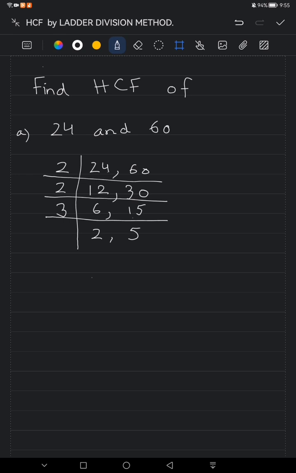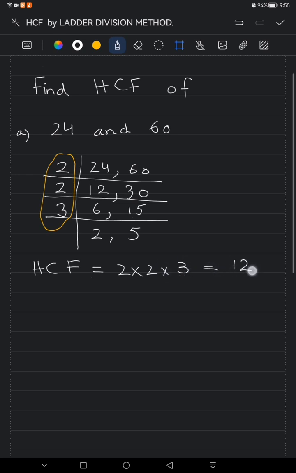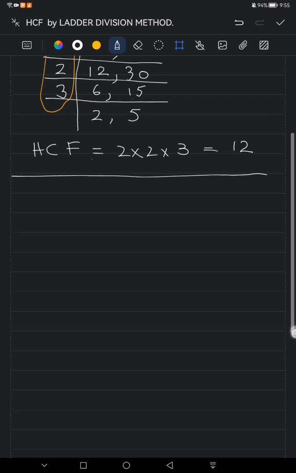And the common prime factors which we have got on the left side over here, we are going to multiply them and find the HCF. Two multiplied by 2 multiplied by 3, that gives us 12. So 12 is the highest common factor of 24 and 60. Let's do another example.